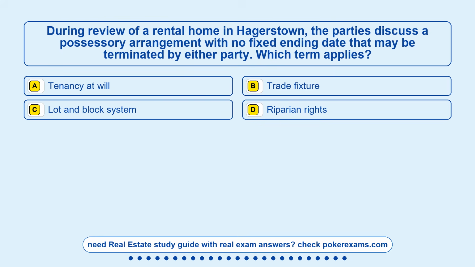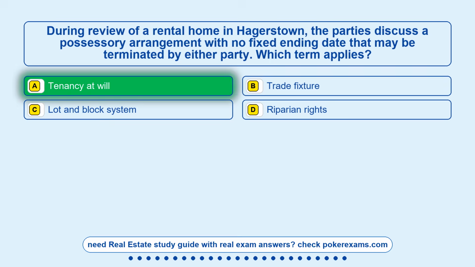Question 4. During review of a rental home in Hagerstown, the parties discuss a possessory arrangement with no fixed ending date that may be terminated by either party. Which term applies? Option A, a tenancy at will. Option B, a trade fixture. Option C, lot and block system. Option D, riparian rights. The correct answer is option A, tenancy at will.